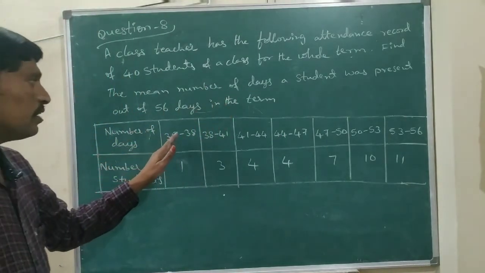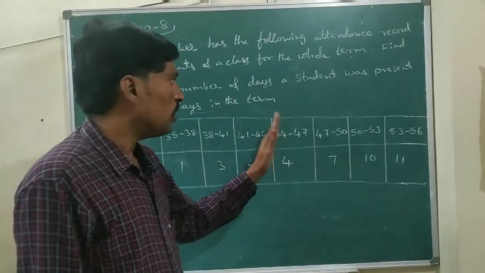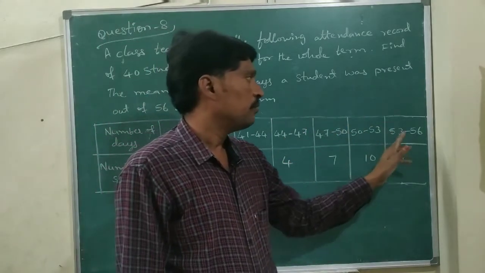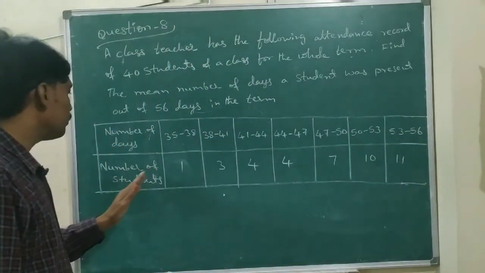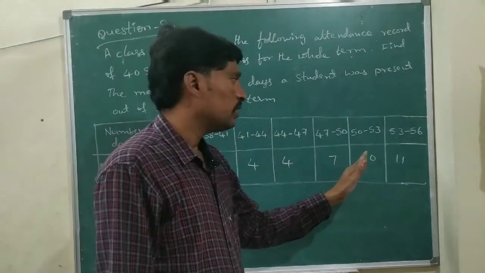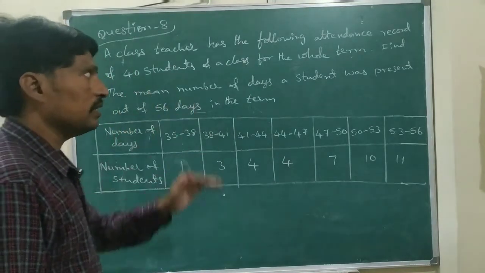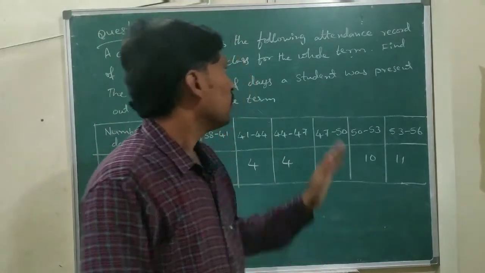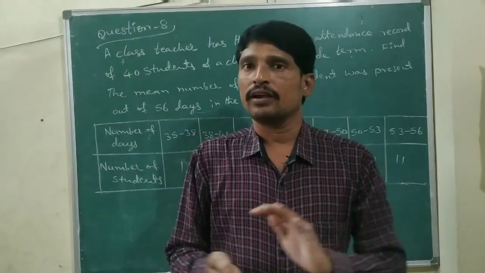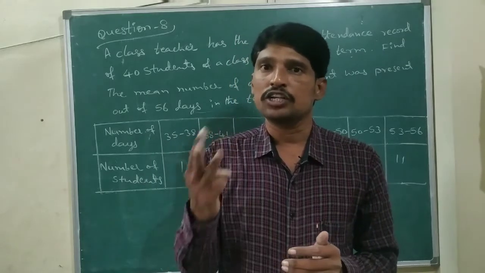Number of days: 35 to 38, 38 to 41, 41 to 44, 44 to 47, 47 to 50, 50 to 53, 53 to 56. Number of students: 1, 3, 4, 4, 7, 10, 11. Here we need to find the mean number of days a student was present. Here we are using the direct mean method, assumed mean method and step deviation method.